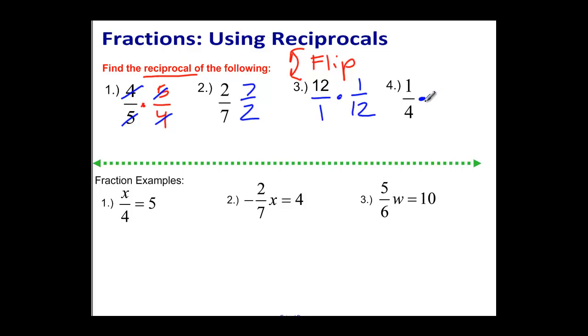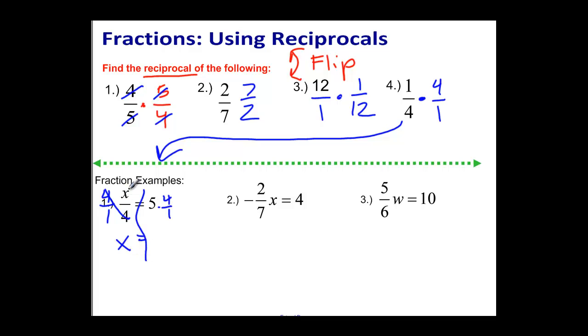Same thing here. What's the reciprocal of 1 over 4? 4 over 1. Okay? Or you can simply just say 4. So looking at this example here, we have 1 over 4, just like this example here. So I'm going to multiply it by 4 over 1, both sides. Notice the 4s cancel. x is the only thing left right there. And 5 times 4 is 20.